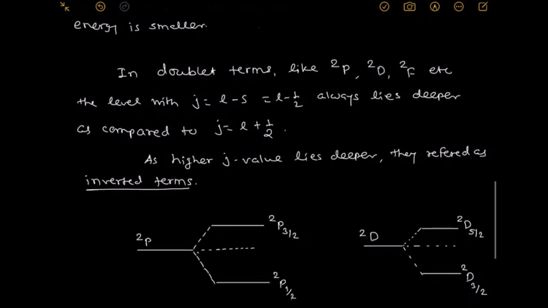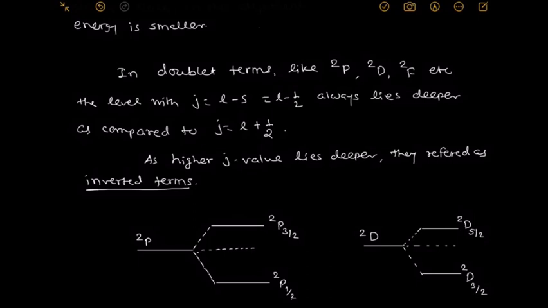That states we have to just draw here. For the doublet P term, there are two terms. One is doublet P half, the other is doublet P 3 by 2. In that, doublet P half always lies lower as compared to doublet P 3 by 2, since it is more stable, having less energy, and that state is the most probable state. A similar result we observe in the doublet D term and doublet F term.